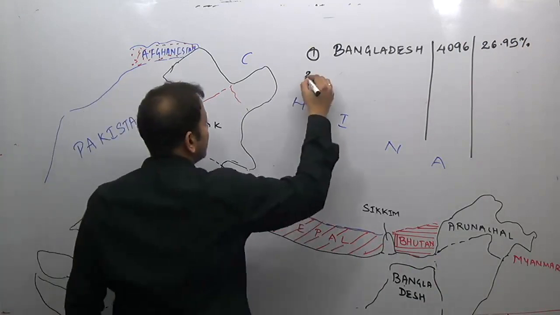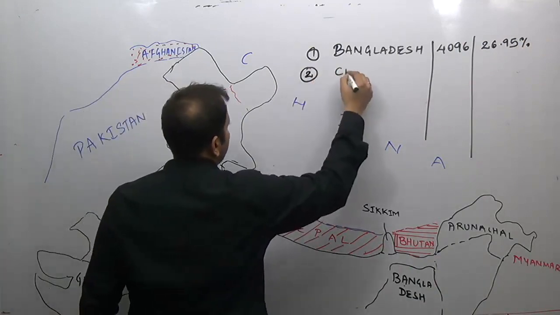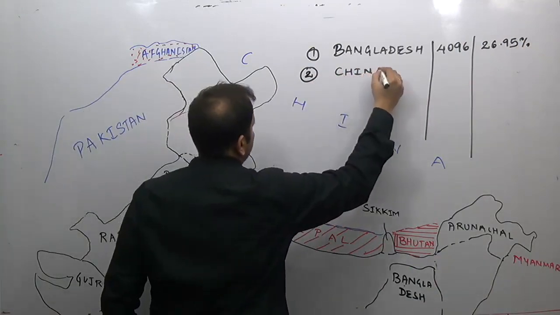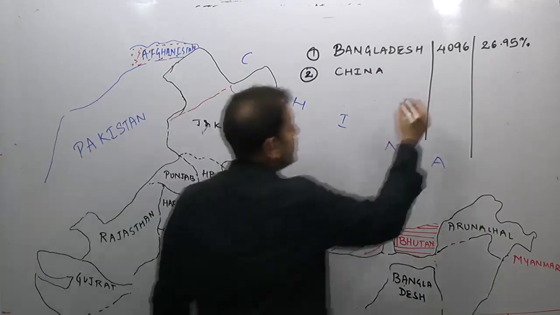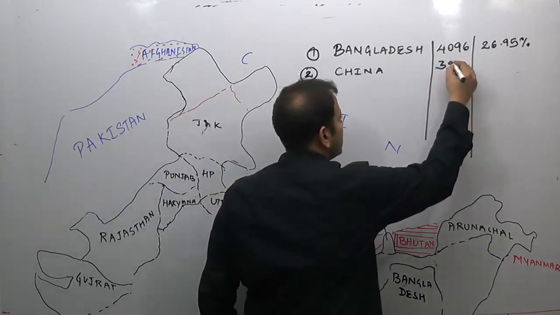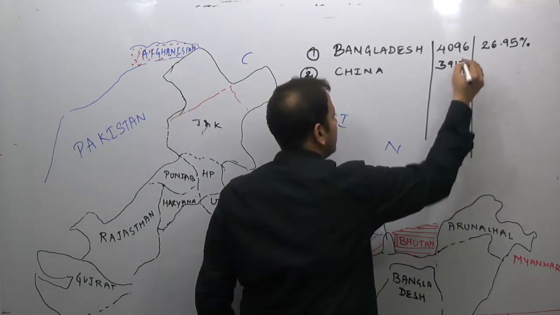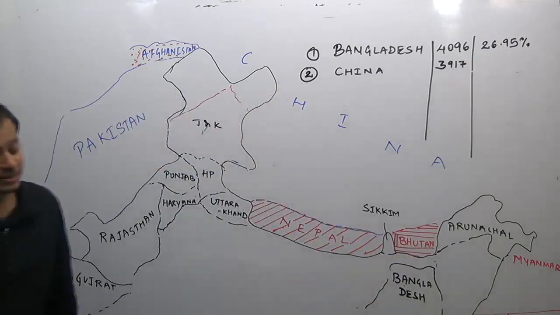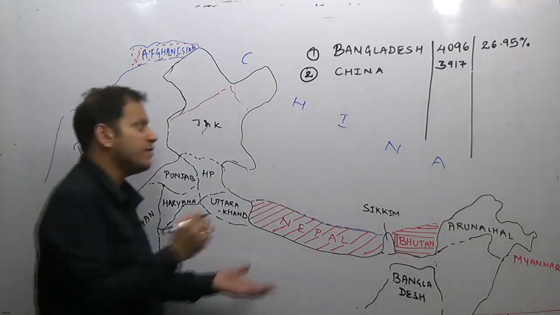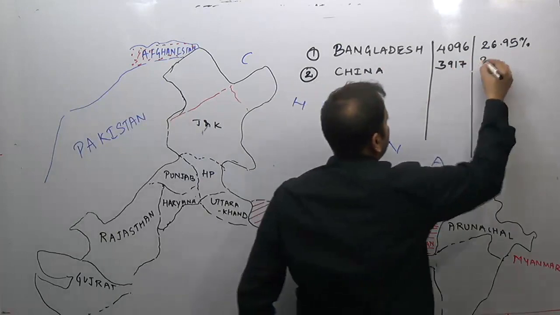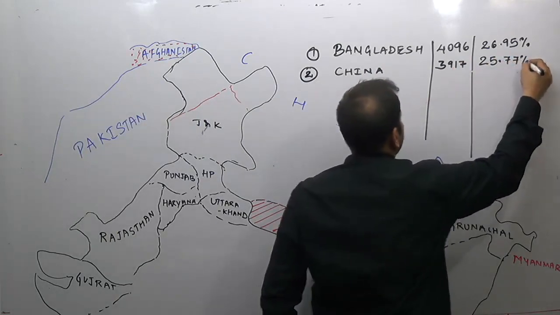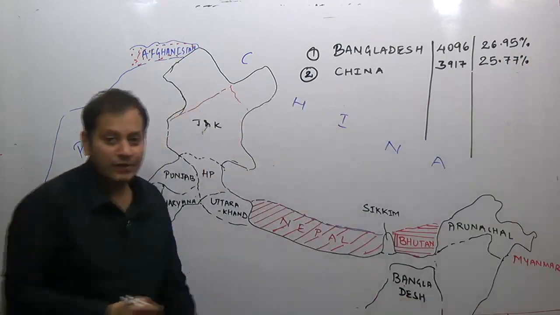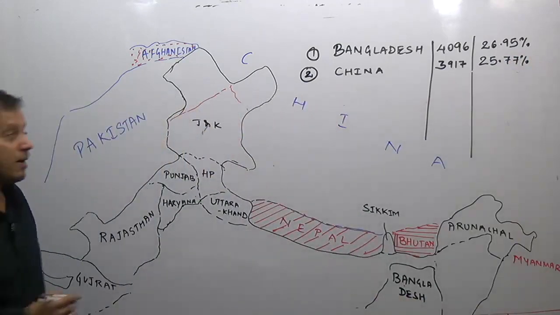After Bangladesh, then it is China. With China, we share around 3,917 kilometers, which is around 25.7% of India's land frontier.